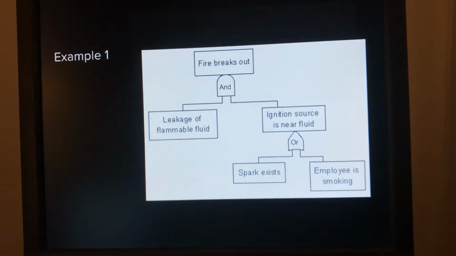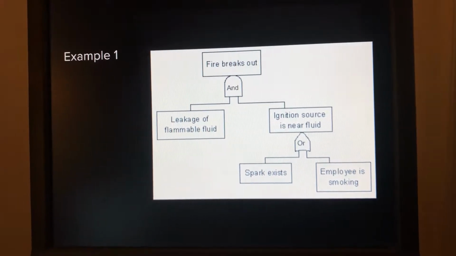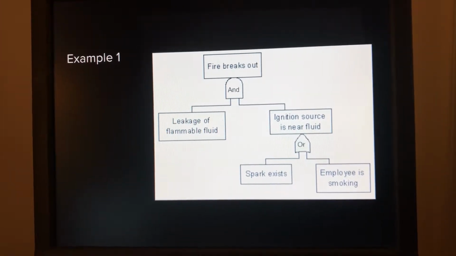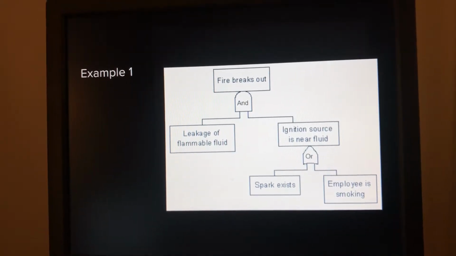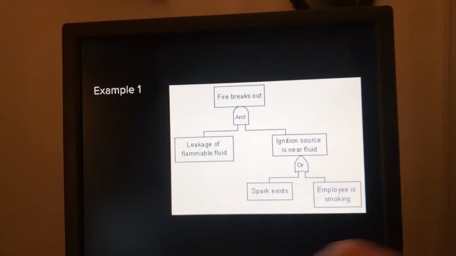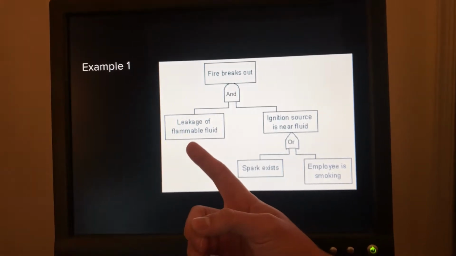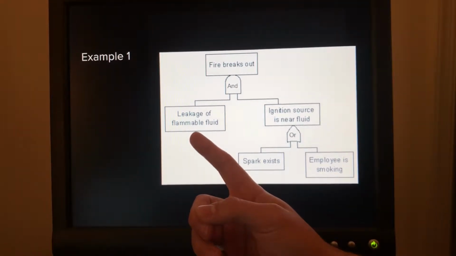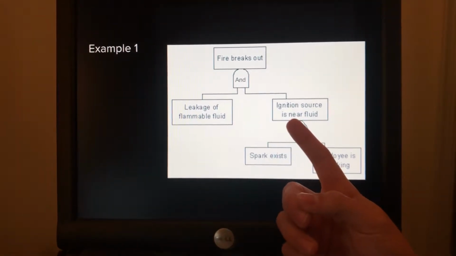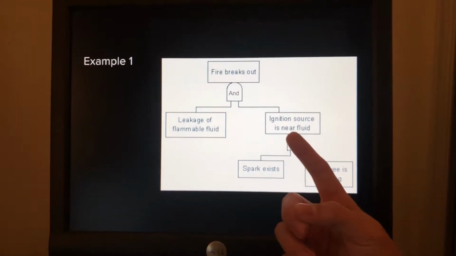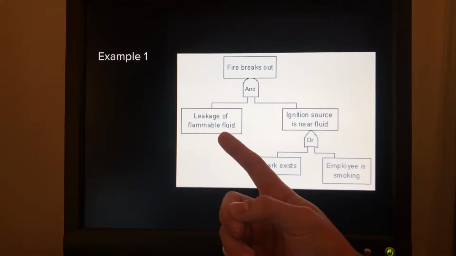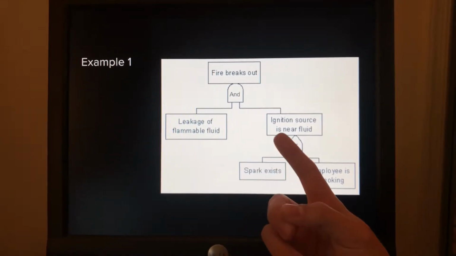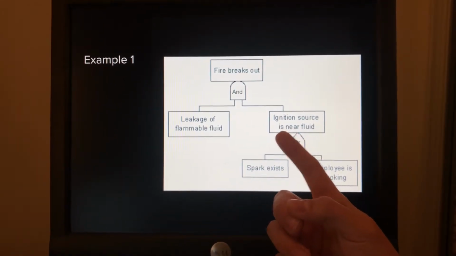So our first example is a fire breaks out. It's followed by an AND gate, which again means all events below must fail at once for a fire to break out. So a leakage of flammable liquid is on one side, and an ignition source is near the fluid. If there's just a leakage of flammable fluid, a fire won't break out. There has to be an ignition source near the fluid.